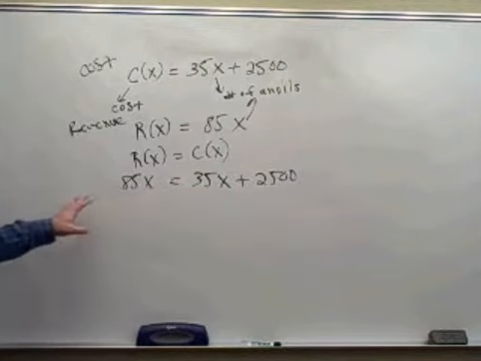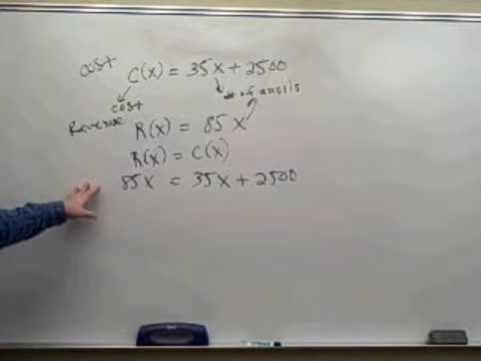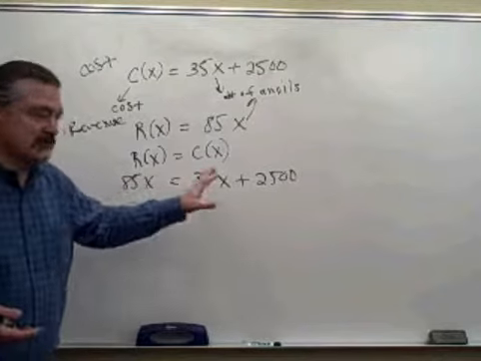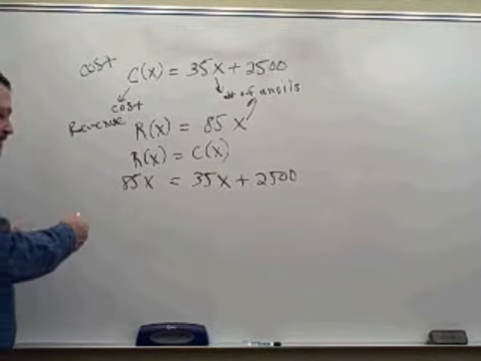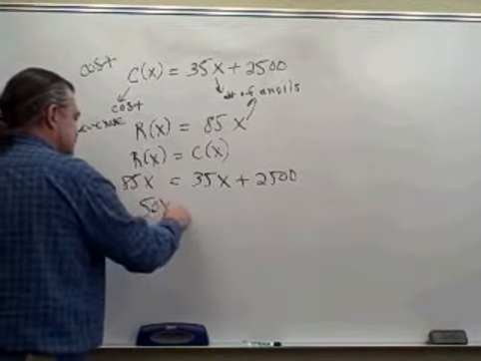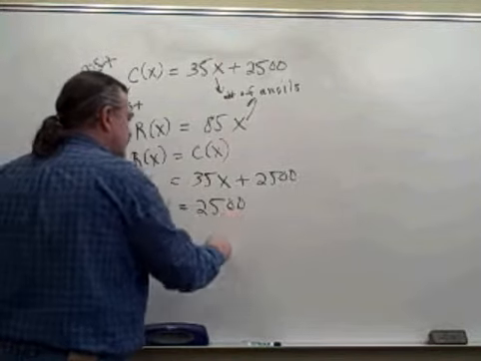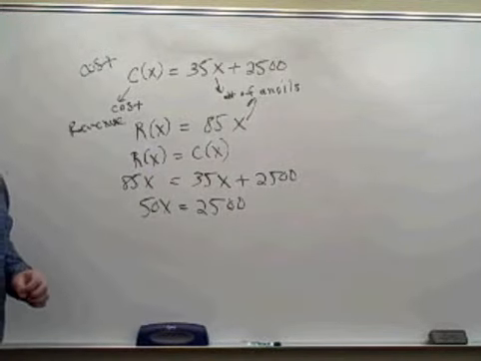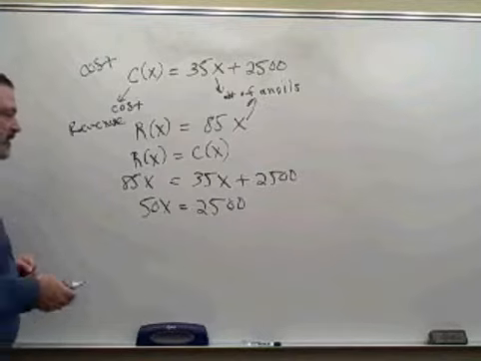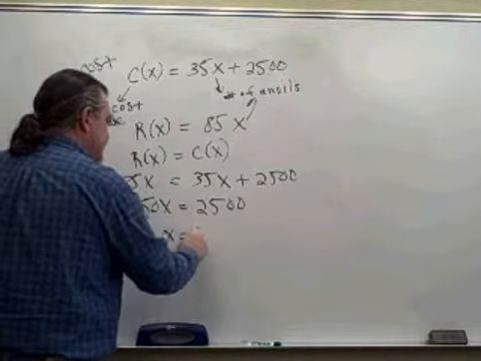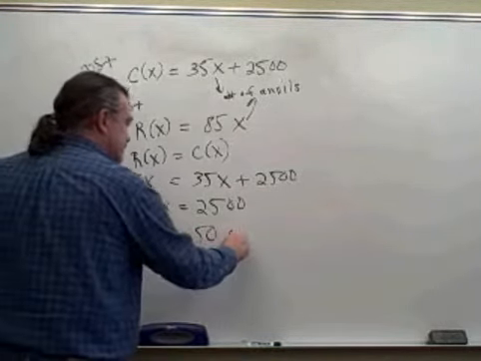Well, look what we've produced. This is a nice linear equation in one variable, isn't it? Can't we simply subtract 35X from both sides? Which gives us the equation 50X equals 2,500. So when I divide both sides by 50, I get X equals 50.